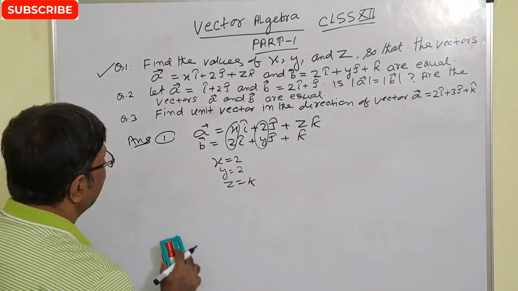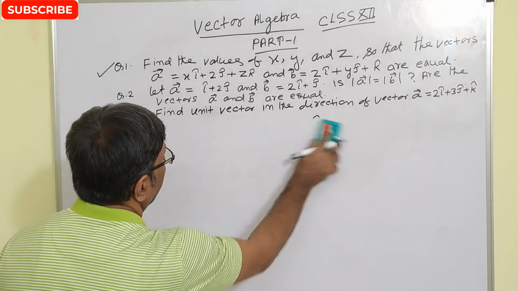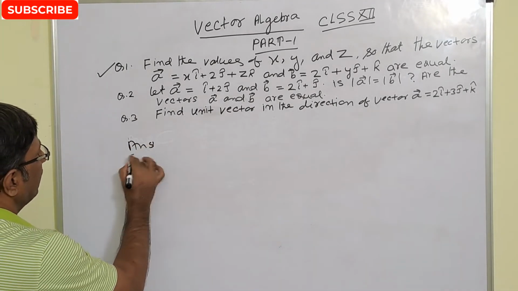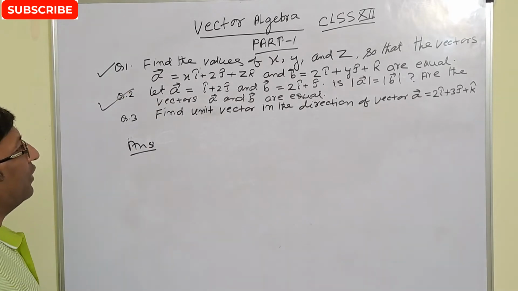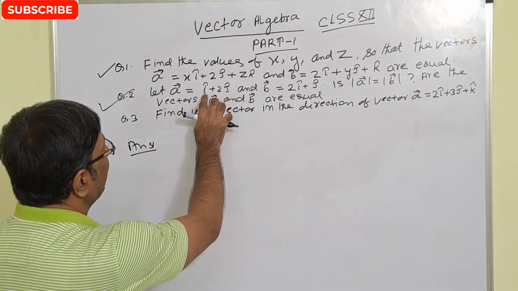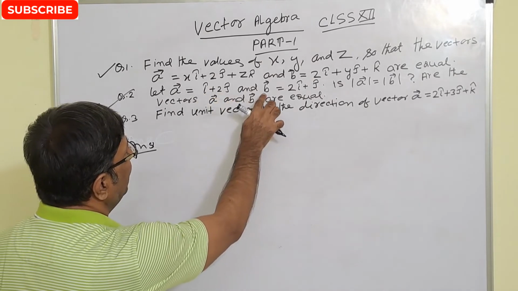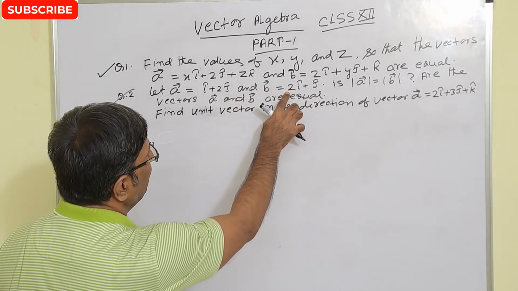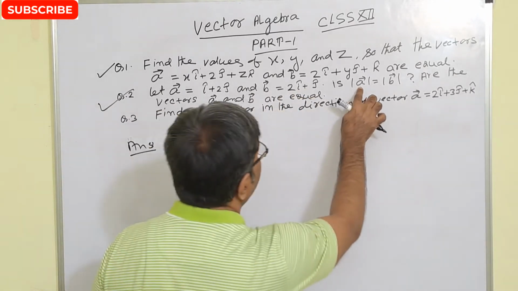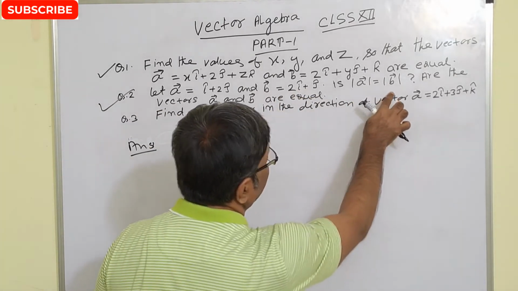Now see answer second. So now see what is question 2. Question 2 is what? Let a vector is given I plus 2j, unit vector I plus 2j, and b vector is given 2 into 2 unit vector I plus j. Is magnitude of vector A equal to B. This is the first part.